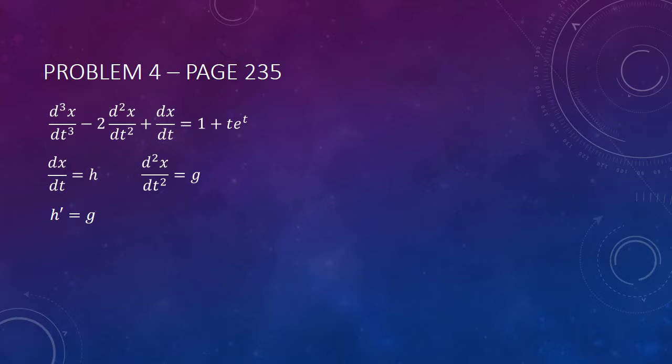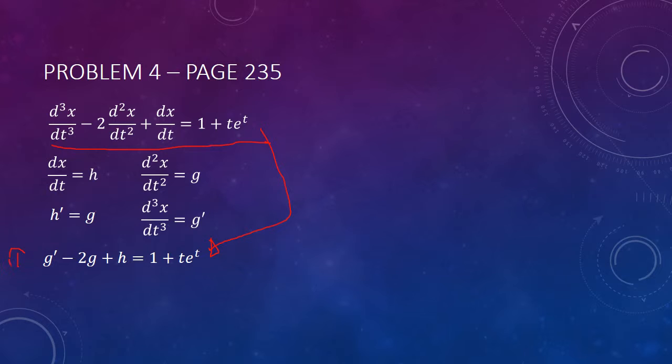And then I'm going to do that again. Well, if I take the third derivative of x, that should be equal to g prime, right? So now I can take these substitutions and plug them back into my original equation up here, and I get this equation. So I have this first order equation, that's equation 1. I have this first order equation, that's equation 2. And then I have this.